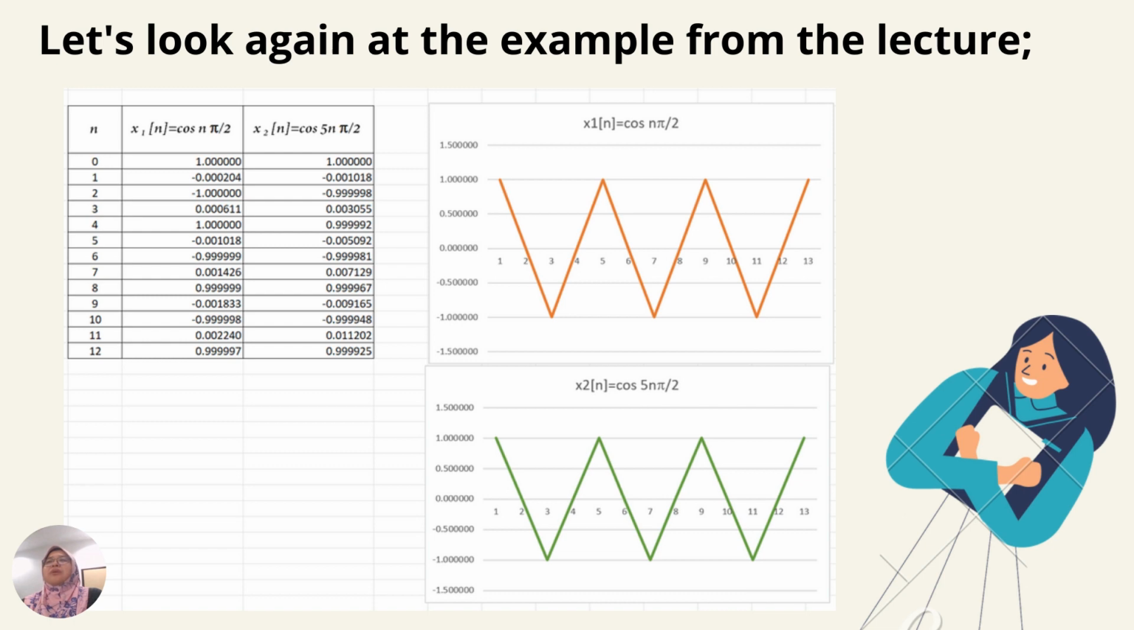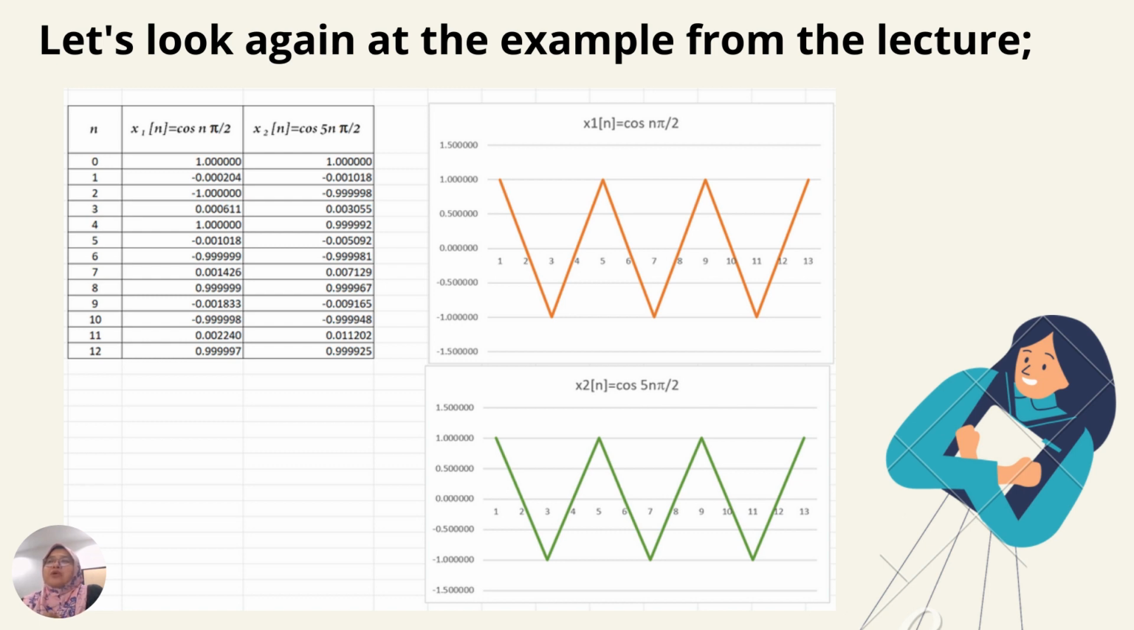0.000204, and so on. Basically we just substitute the value of n with the sequence n from 0 until whatever length the signal is given. In this case, I just simply put 12. You can make it 10 or 5.